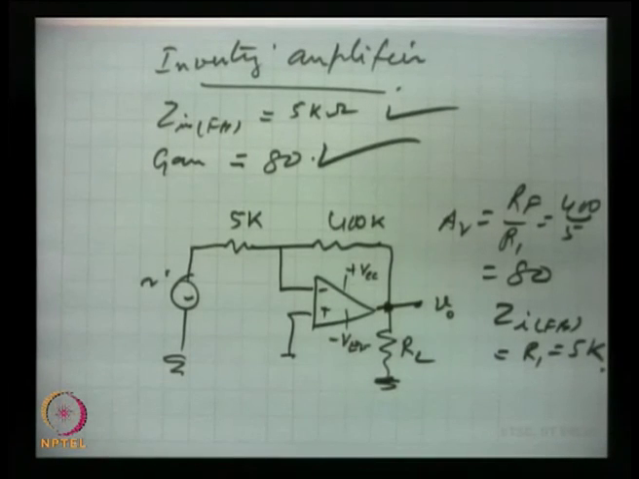Construction of the filter circuits is very simple. Only one or two expressions are to be used. The gain is RF by R1, and cutoff frequency is 1 by 2 pi RC, with R and C values connected with the filter circuit.